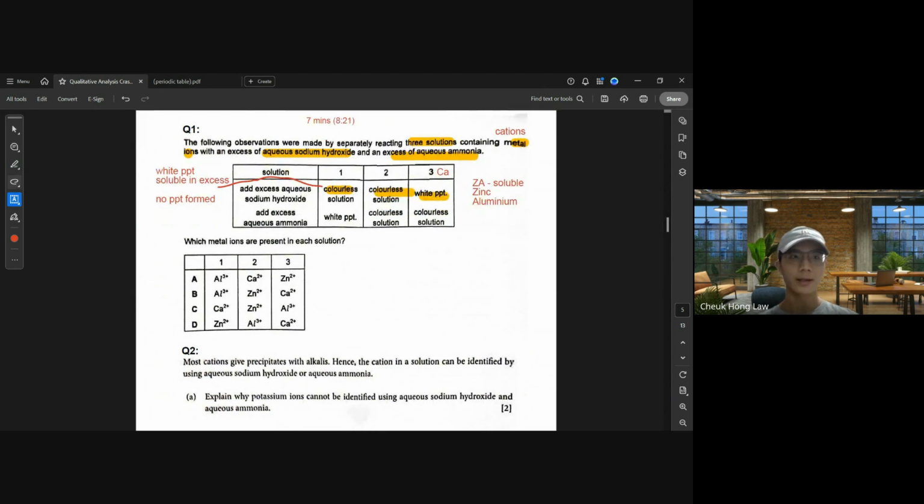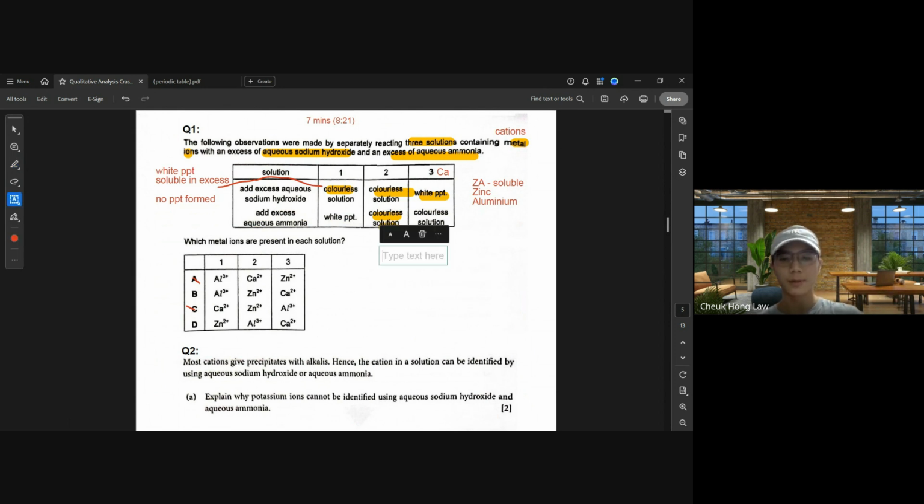So immediately I can eliminate a few options. If 3 is calcium, I can eliminate A and C. Then let's look at the second row. When you add excess aqueous ammonia, you have a white precipitate for number 1, colorless solution for number 2, and colorless solution for number 3. I noticed I have a colorless solution for number 2 in both cases. That tells me it is soluble in excess for both sodium hydroxide and aqueous ammonia.